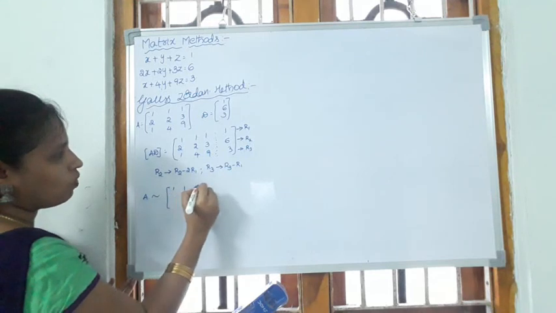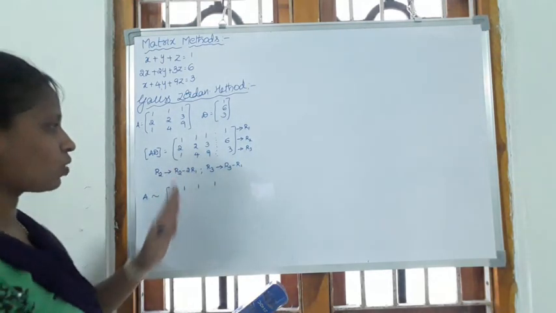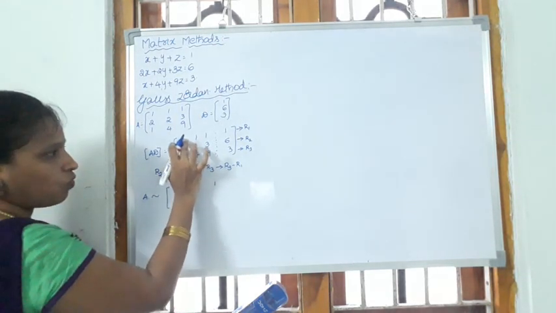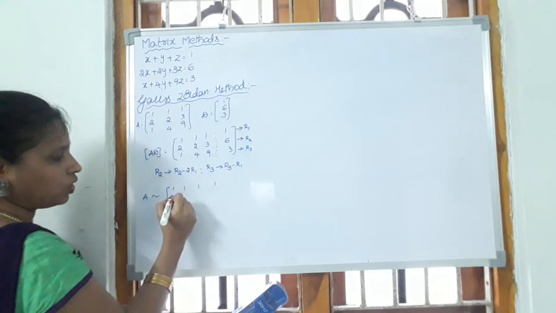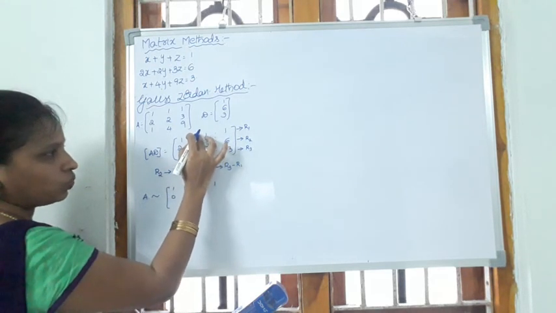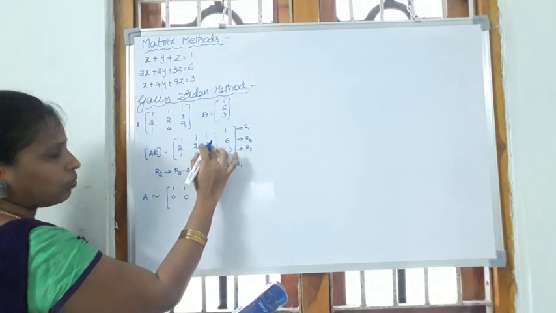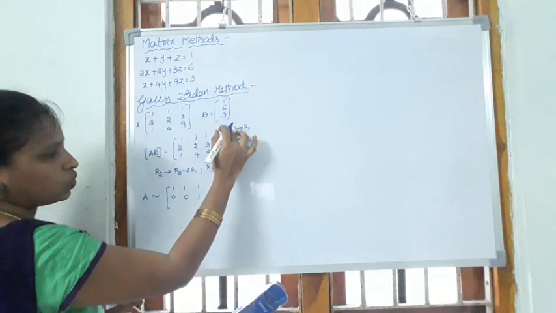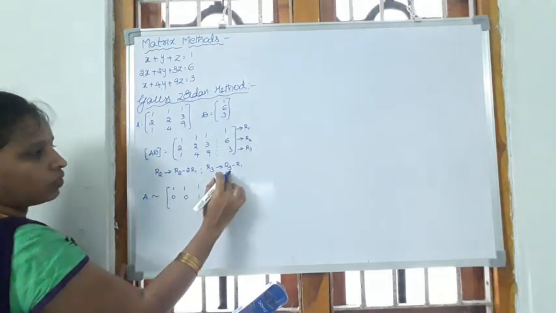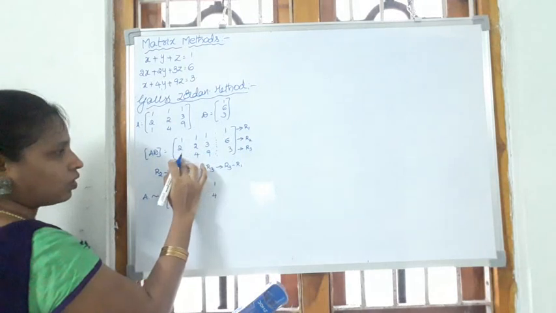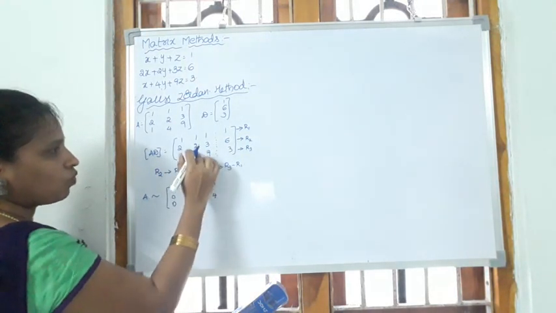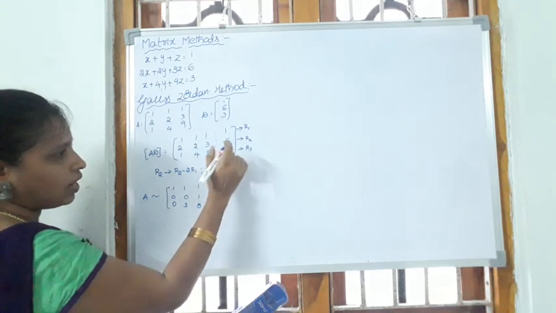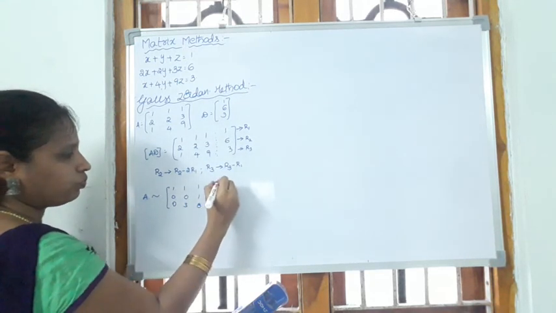1, 1, 1, 1. First row as usual, and the second row R2 changes as R2 minus 2 times R1. 2 minus 2, that is 0. Again 2 minus 2 into 1, 2 minus 2, 0. 3 minus 2 into 1, 3 minus 2, 1. And 6 minus 2 to get 4. Now R3 changes as R3 minus R1. 1 minus 1, 0. 4 minus 1, 3. 9 minus 1 to get 8. And 3 minus 1, 2.